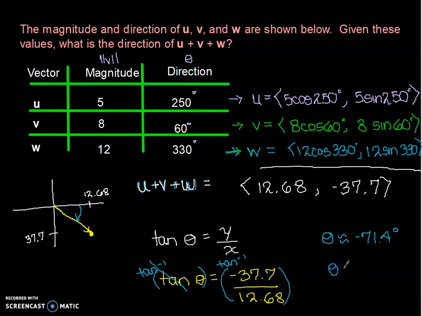So in this case, to get the positive value, you would add a full circle to it, which is 360. Remember your coterminal angles again. So that would give you approximately 288.59 degrees. And that would be the direction of the sum of the three vectors.